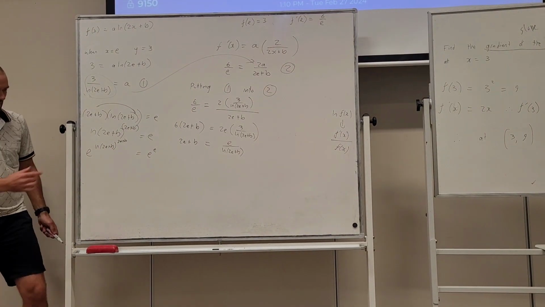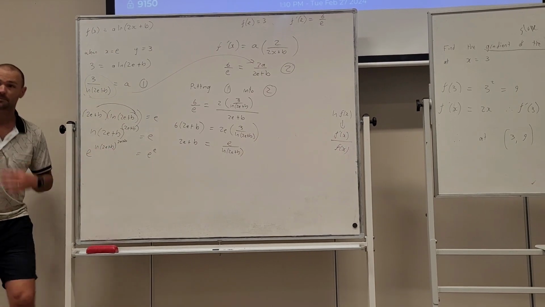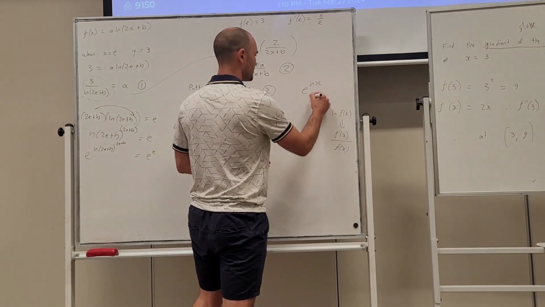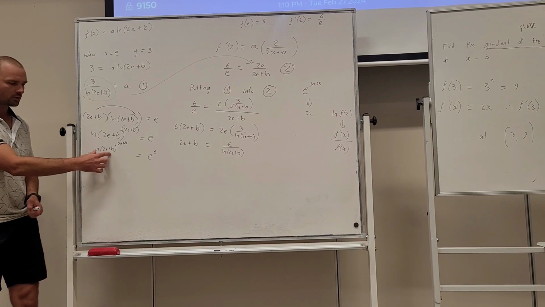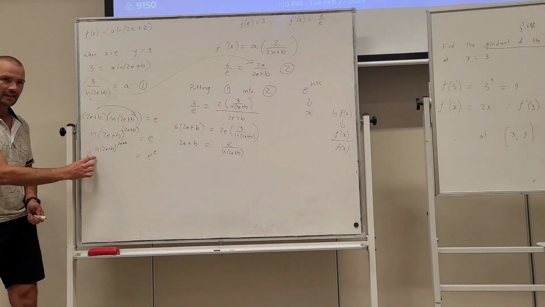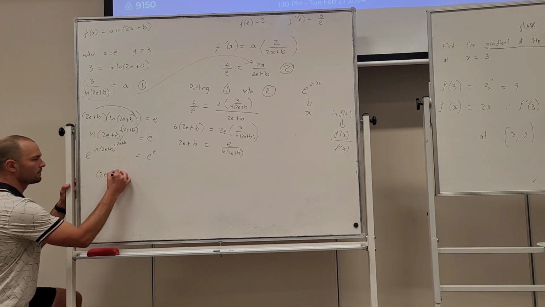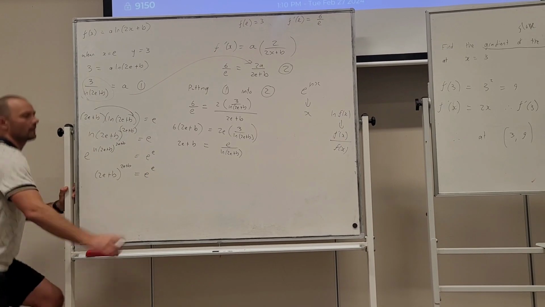Now that we've done this, e to the ln of x simplifies to x. That's the rule. So if I have e to the ln x, it will simplify to x. I have e to the ln of 2e plus b. So the e and the ln effectively cancel, right? So we're going to have 2e plus b to the power of 2e plus b equals e to the power of e.